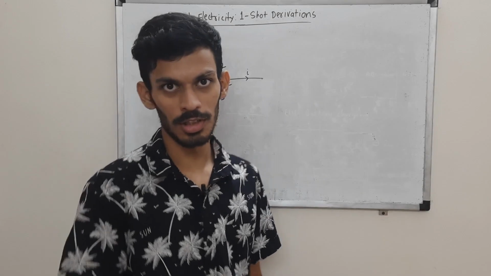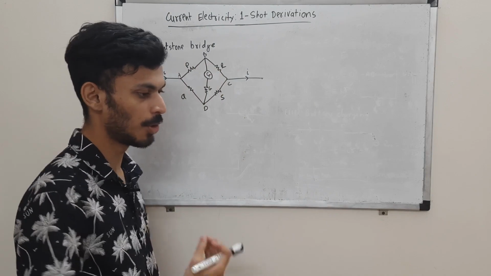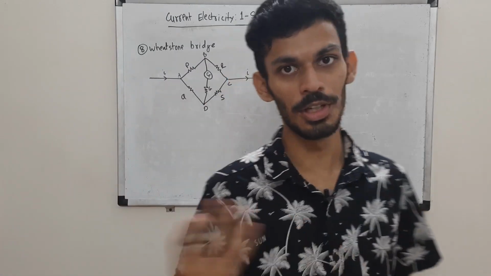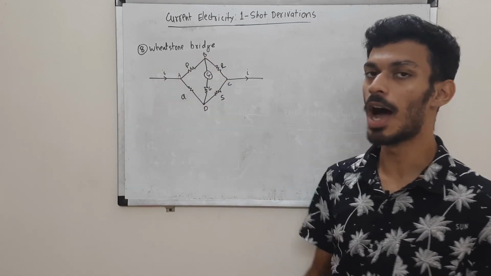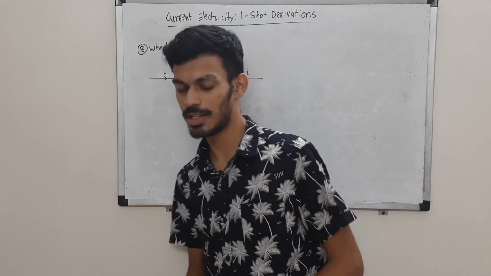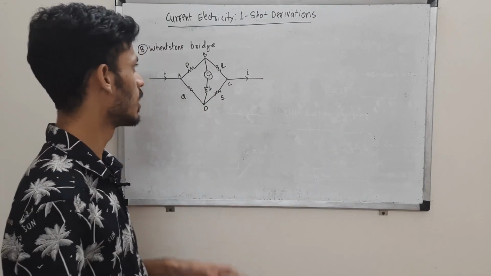Now come to the Wheatstone bridge, we will be deriving the balance condition. I told you in the previous class that you could derive the balance condition, which was P by Q is equal to R by S, different resistances over here. So you could derive this using Kirchhoff's law.